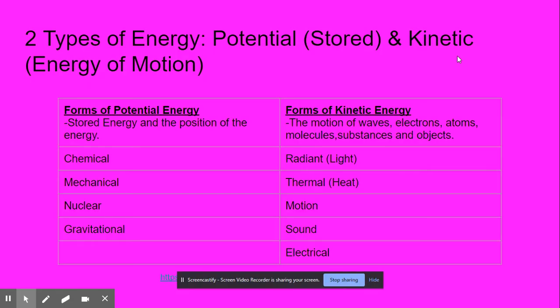Not only do you have the different forms of energy, but we also talked about the differences between potential and kinetic energy. Potential energy, remember, is energy that is stored, and that can be found in chemical, mechanical, nuclear, and gravitational energy. Kinetic energy is energy in motion. So it's radiant, thermal, sound, electrical. Kinetic is any form of motion.